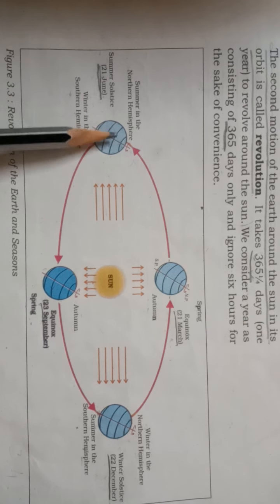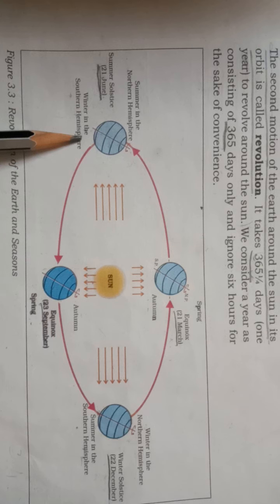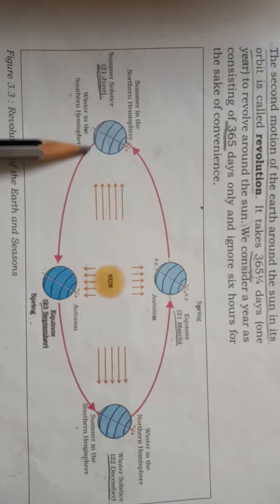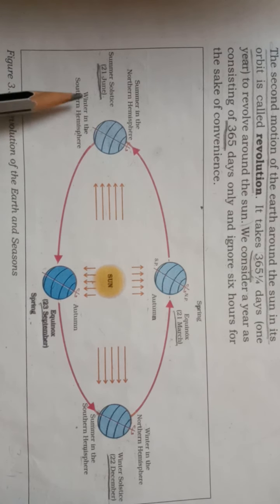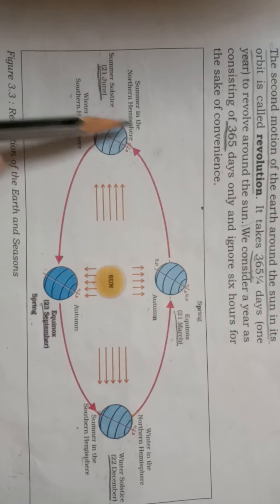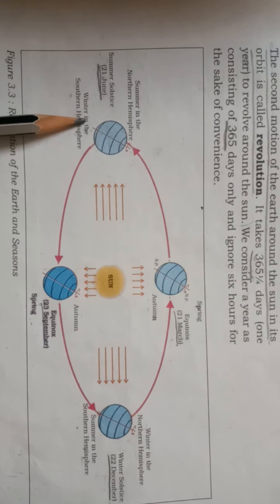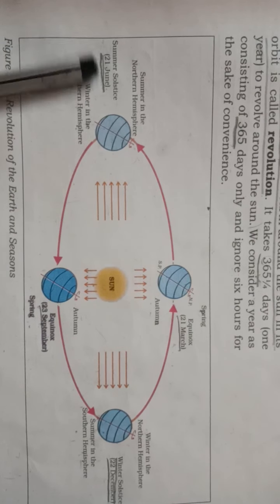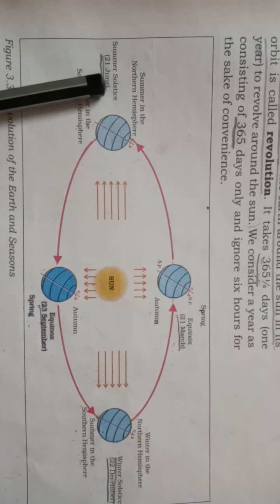Now just the opposite happens in the southern hemisphere. See, the southern hemisphere is away from the sun. So here it is winter season. So you'll find the reverse happens in the northern and southern hemisphere. So this position of the earth is known as summer solstice.